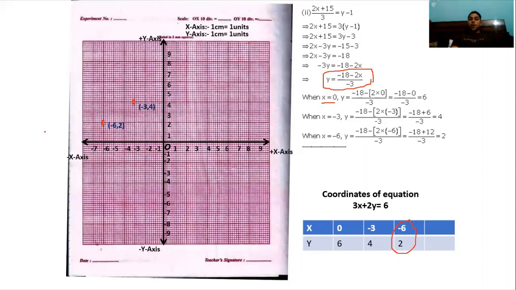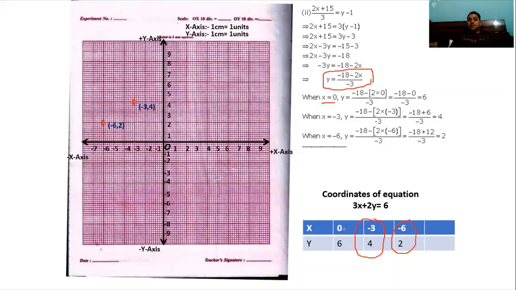Then another point, (-3, 4). So again x is -3, so we'll proceed toward the negative direction of x from the origin. This is -3, and then 4, that means 1, 2, 3 and 4. This will be the location of your next point.